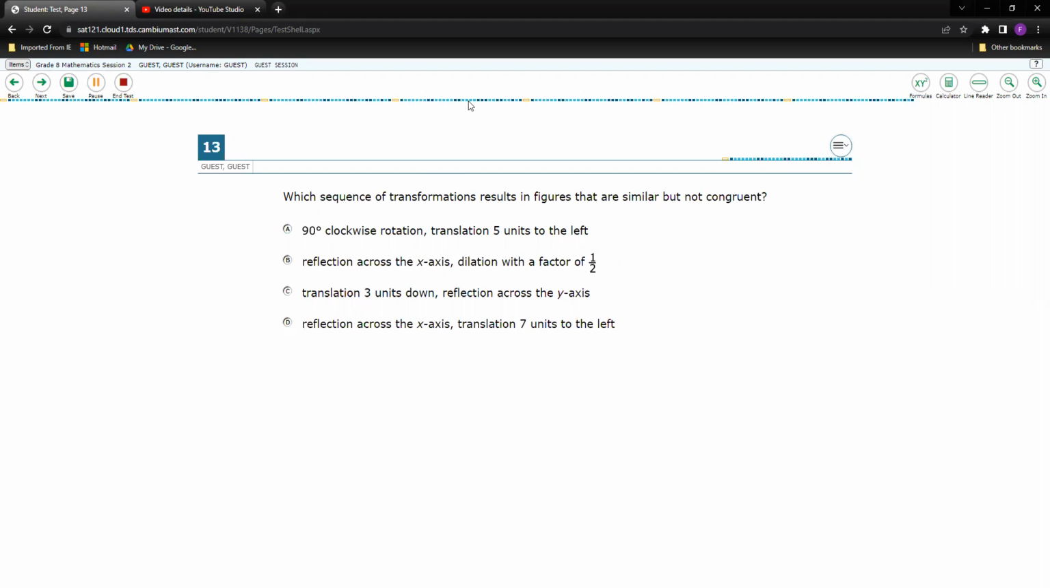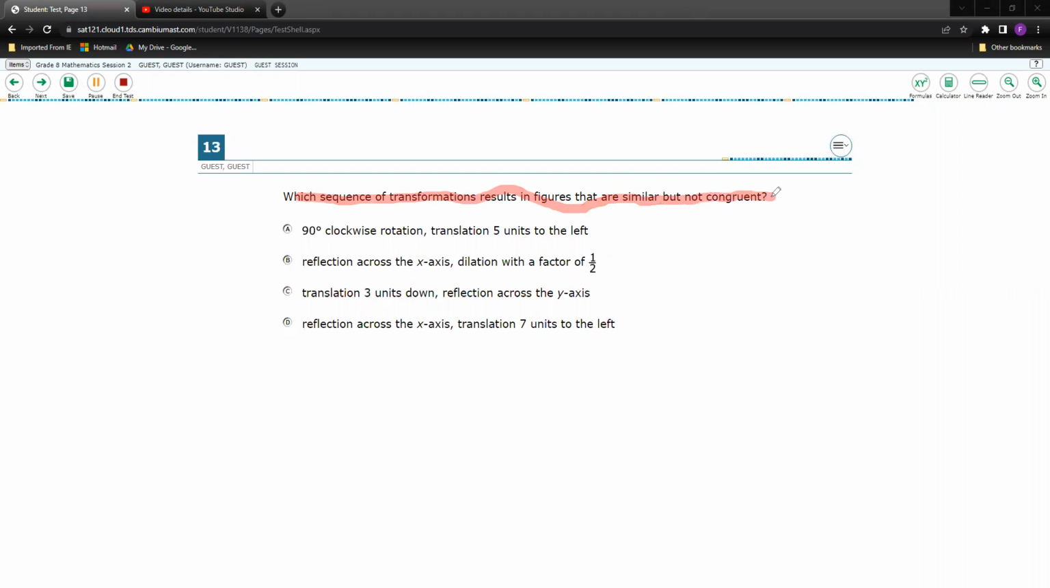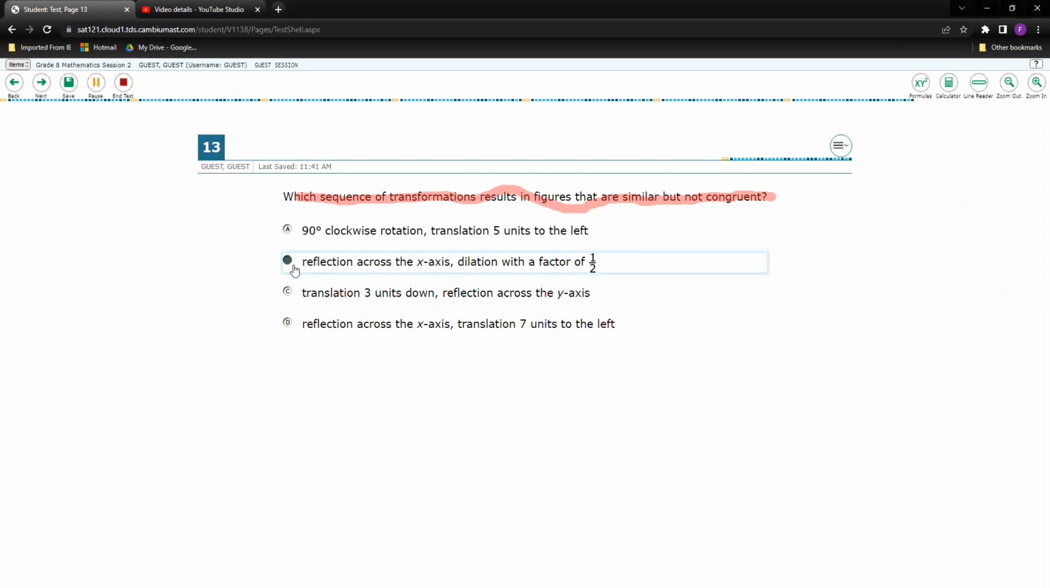Okay. Transformations that result in figures that are similar, meaning we need a dilation but not congruent. So we're gonna choose the ones that have dilation, which are rotation translation, still congruent, reflection dilation, that's one. And that should be the only one. As I see, it's only one right answer. Correct. So that's it.